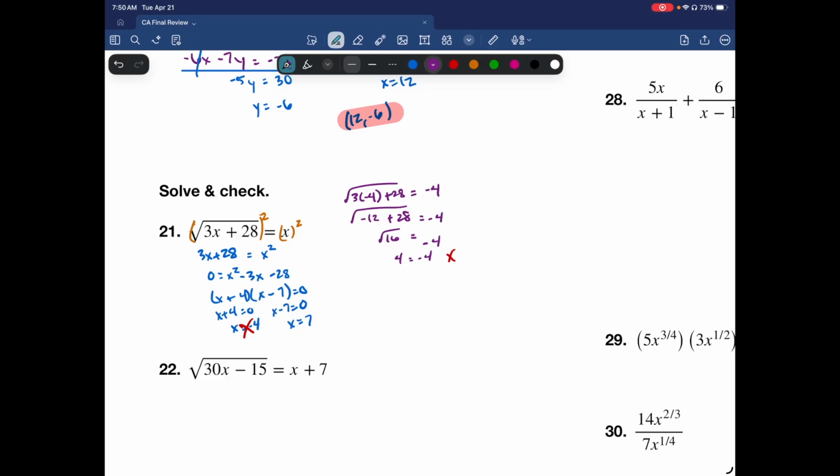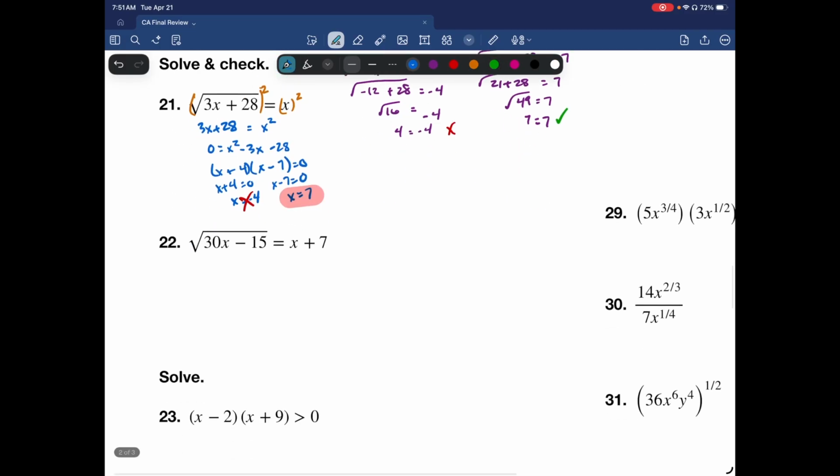Then I check 7. So 3 times 7 plus 28 equals 7. I get 21 plus 28, which is going to be 49, and the square root of 49 is 7, so 7 equals 7, which is just fine. So I get to keep that one. x equals 7 is my answer.